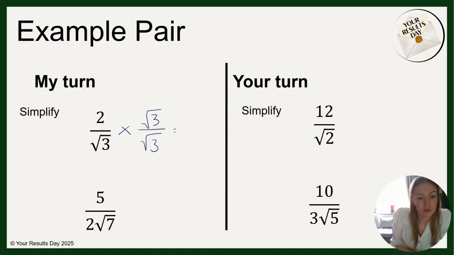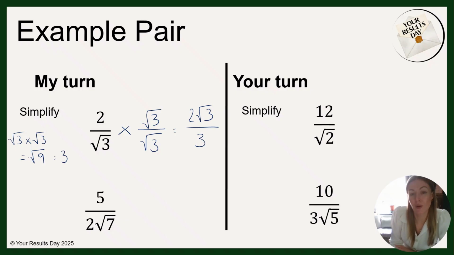2 times root 3 is 2 root 3. And root 3 times root 3 would be root 9. Let me just do a little side note here. Though on the bottom, root 3 times root 3 is root 9, but that just simplifies back to 3. And the reason for that is because essentially you're doing root 3 squared, because you're timesing it by itself, and squared and square root are inverse operations and they just cancel each other out. So you're just left with the number in the surd. So that's the final answer for that one.